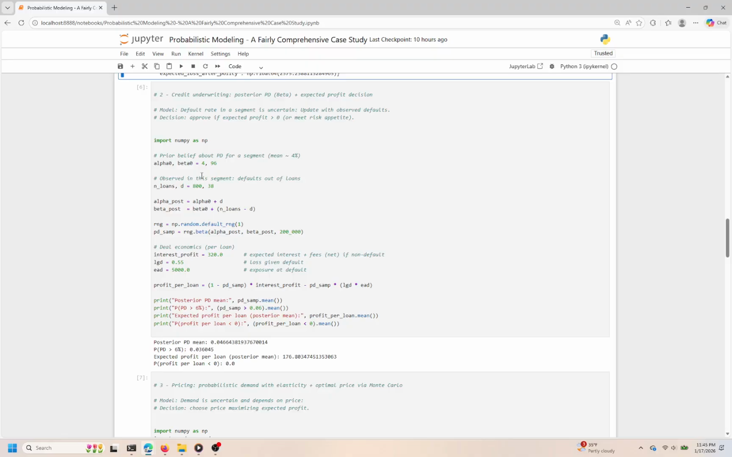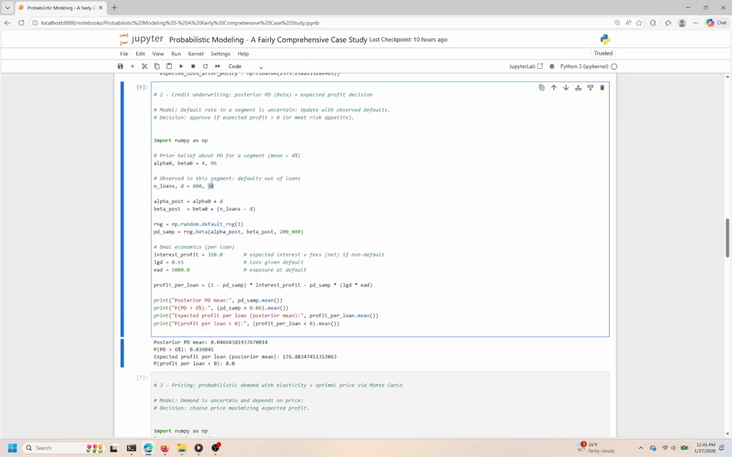We begin with a prior belief about the default probability in this loan segment, represented by two parameters, alpha and beta. Here we set alpha to 4 and beta to 96, suggesting an initial expectation of a default rate around 4%. Then we incorporate real-world data. From a total of 800 loans, we've observed 38 defaults. This observed data is crucial as it refines our prior belief into a posterior distribution. The updated parameters alpha post and beta post reflect this new information, allowing us to get a more accurate estimate of the default rate.